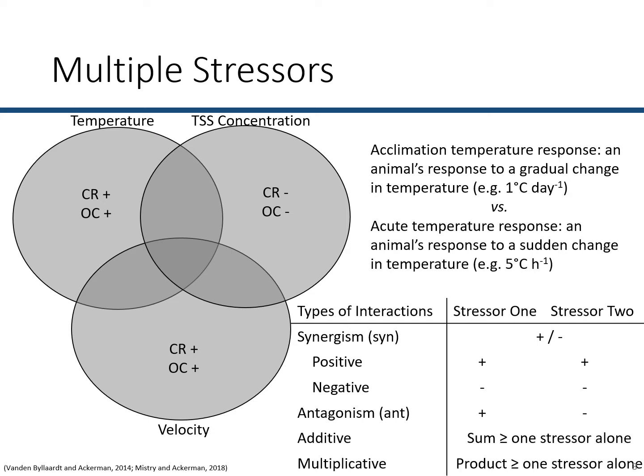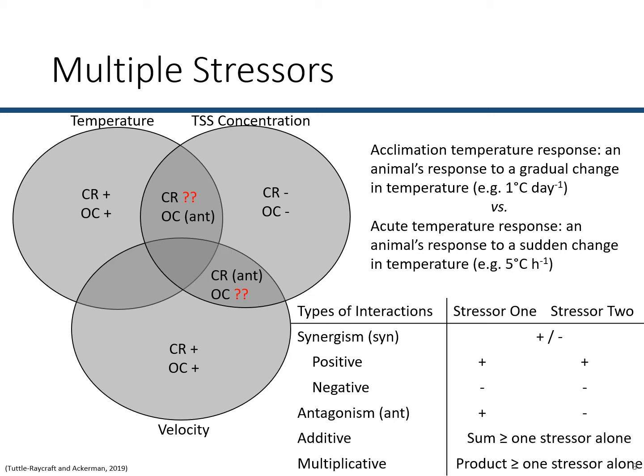So now in terms of what's found in this Venn diagram, if we go back to temperature and TSS concentration, these two stressors together have antagonistic effects on OC, while we're not quite sure what happens with CR just yet. So this indicates that the negative effects of TSS concentration are ameliorated by the positive effects of temperature.